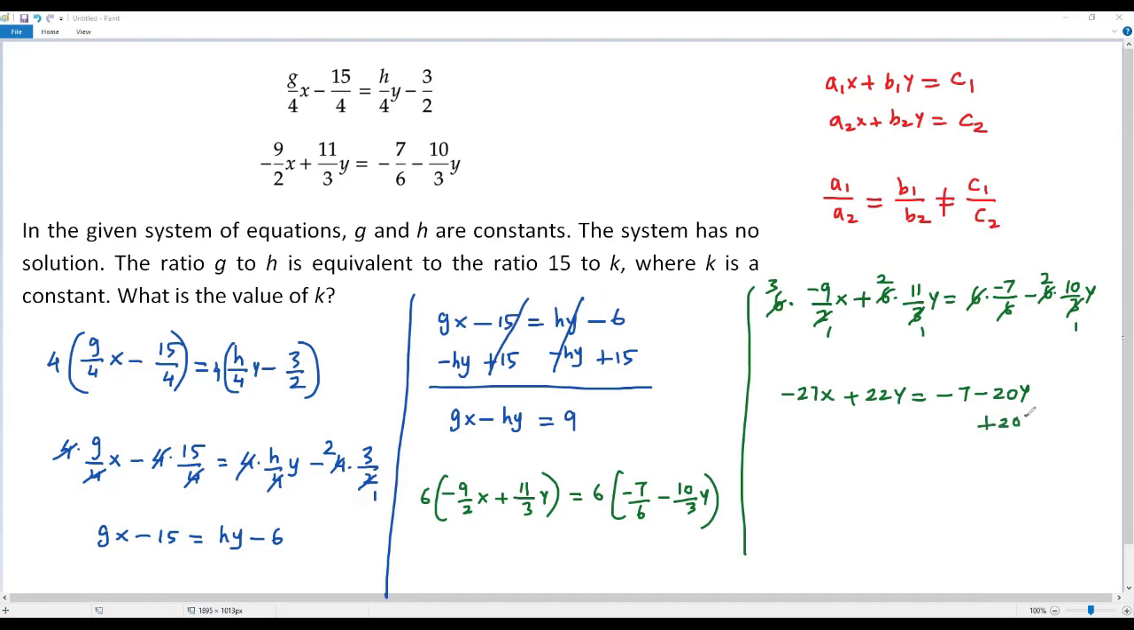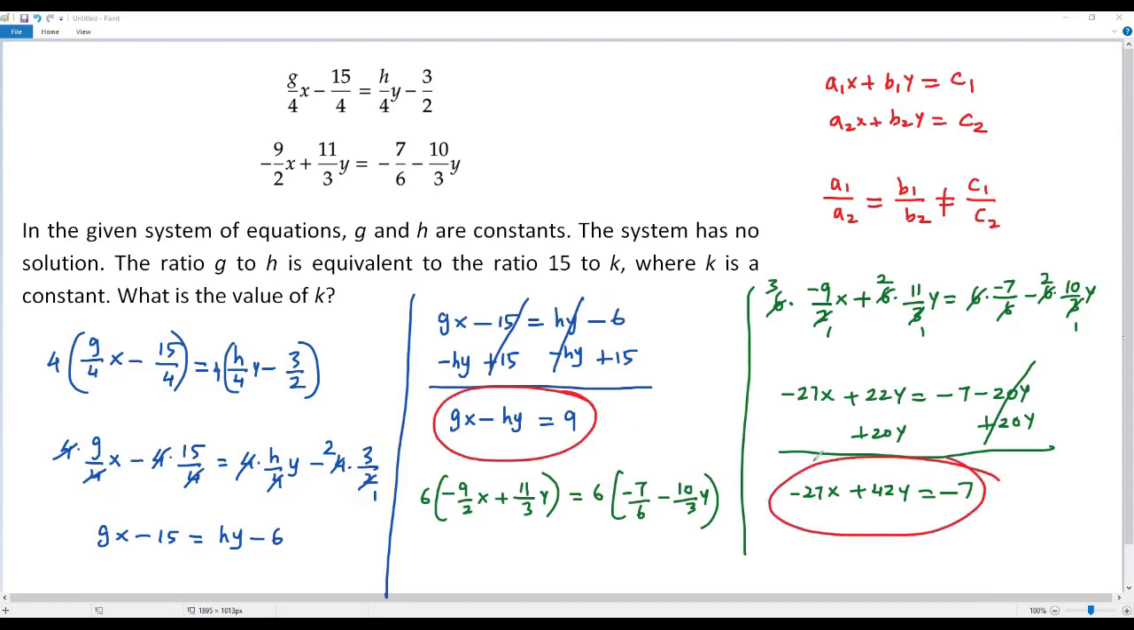Now let me add 20y to both sides to get the equation in standard form. So here negative 20y and positive 20y will cancel out. I am getting −27x, and when I combine the y terms, I am getting positive 42y equals −7. Here I got both the given linear equations in standard form. Now let me erase this and continue the problem.